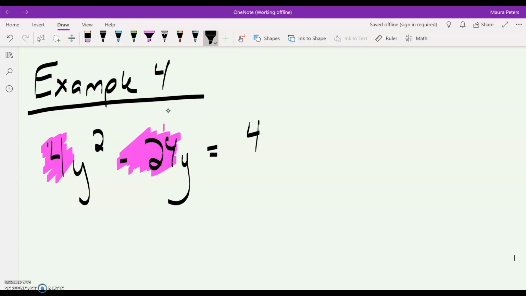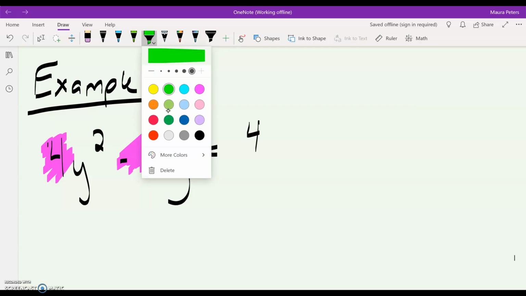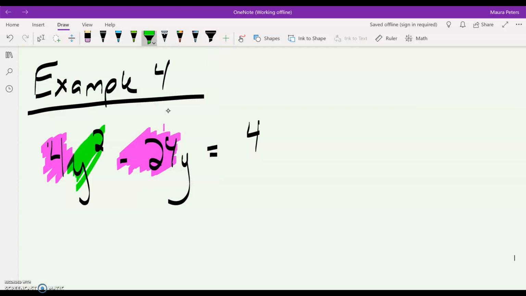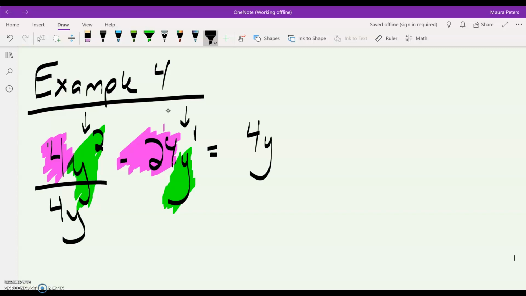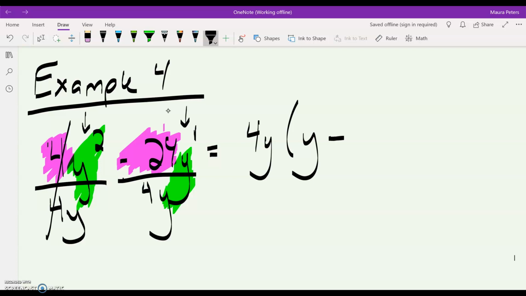Okay, and what I'm also left with here is now I'm going to take a look at this. We have a y squared and we have a y. When they share the same variable, we're going to take out the smallest one that they share, and here they happen to share at least a y. So if I divide this term by 4y, that cancels. Y squared divided by y, what I'm left with here is just y. And if I divide this term by 4y, we're going to get negative 6.